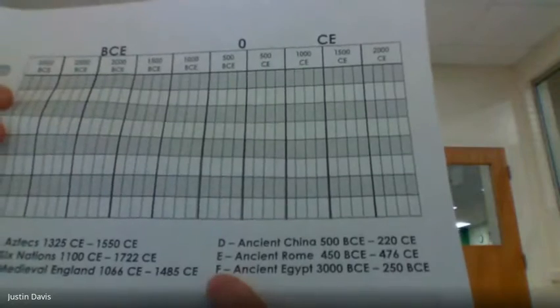So I want to find the rectangle with the F on it. This is how I'm going to make my timeline. I'm going to cut that rectangle out. We get to do some hands-on work today.